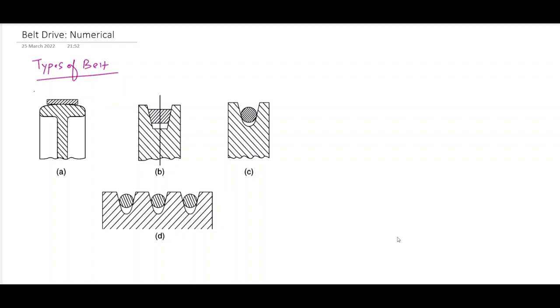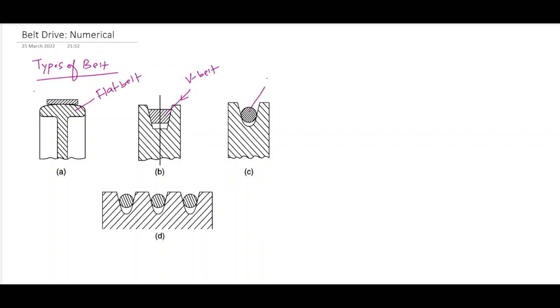So before going to the numerical of belt drive, I would like to discuss few more things which I left in the previous video. One is your types of belt. As you can see here, we have four figures. So the first category is known as your flat belt.